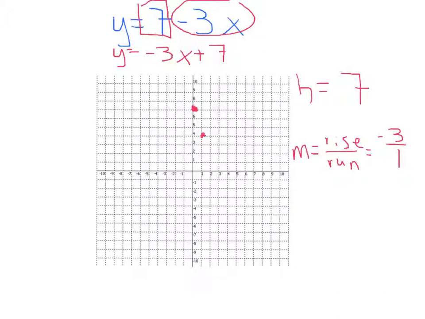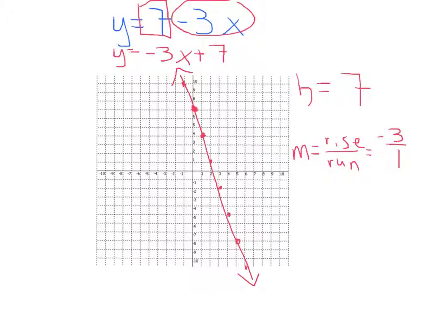Down 3, right 1. Continue that pattern all the way down and go backwards, up 3, left 1. And let's connect all those dots for a line.